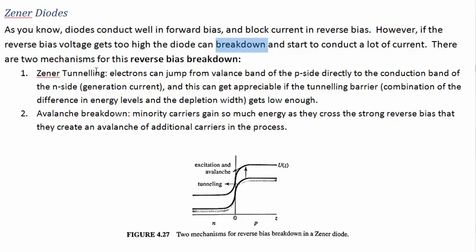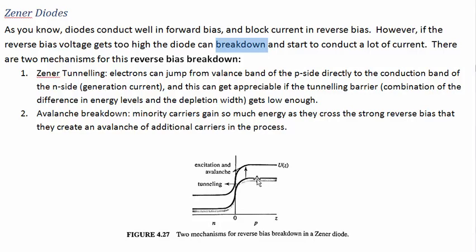There are two physical mechanisms for this that may be responsible. The first is called Zener tunneling. Let's look at the band structure here. If you reverse bias the diode, you start to raise the P side up in potential energy, lower the N side. So the conduction electrons over here have a really hard time jumping up to the conduction band over there, and that's why the diode doesn't conduct very well in the normal way.